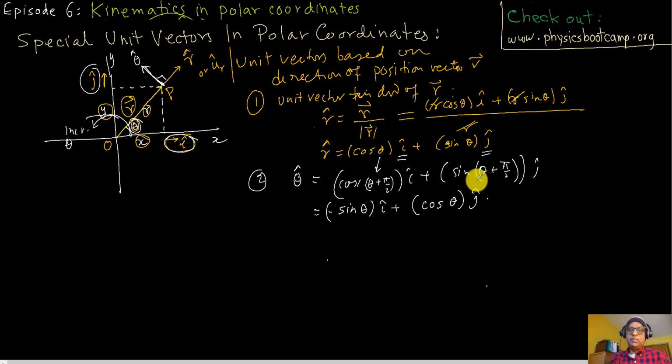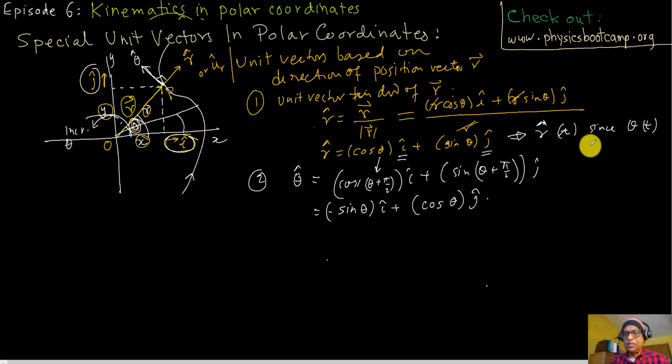Now you can already see that if this object was moving around like that, then its theta is changing. It used to be over here, now it's over here, so theta is changing. So theta is a function of time. So unlike i hat and j hat, this r hat will be a function of time, since theta is a function of time.